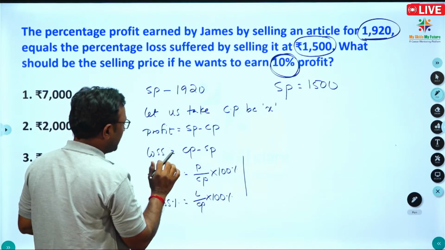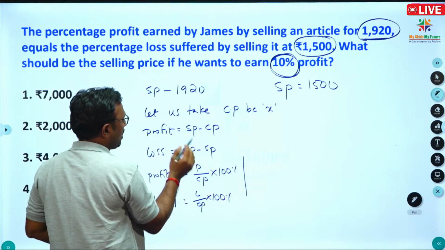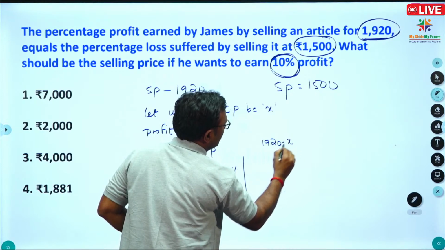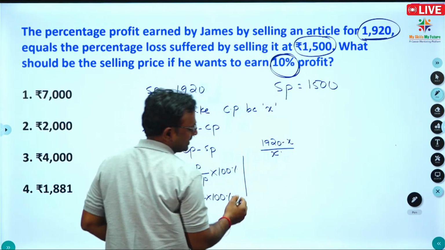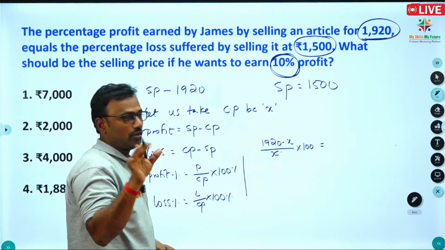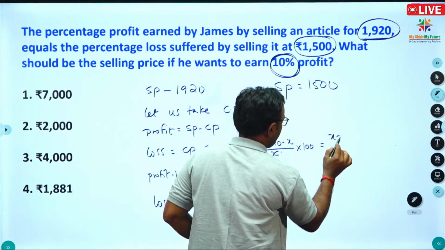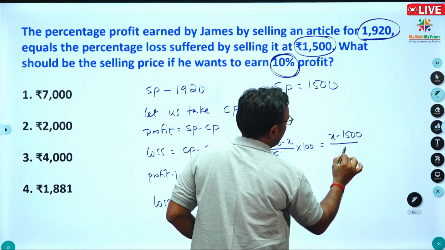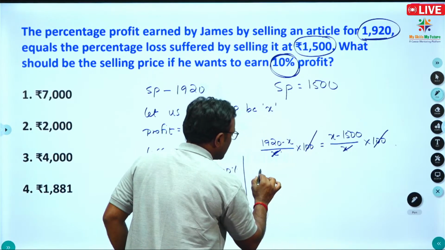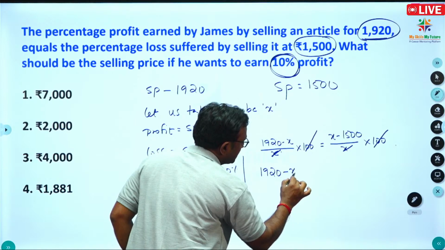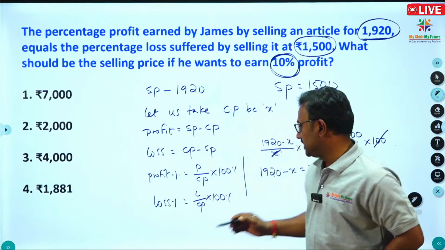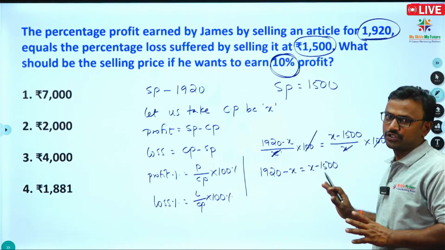So according to the question, what is the percentage profit? Profit is selling price minus cost price, by cost price X, into 100%, which is equal to the loss percentage, that is cost price minus selling price by cost price into 100. So 100 cancels, X cancels. So 1920 minus X is equal to X minus 1500. This is the actual information given in the question.